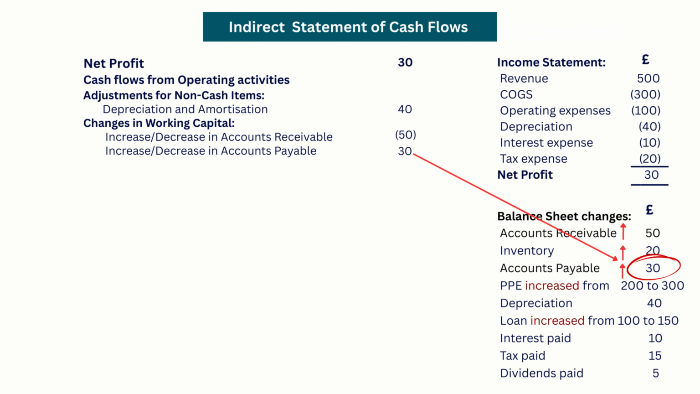Accounts payable increased by 30. If payables increase, we haven't paid suppliers yet, so we saved cash. We add 30.